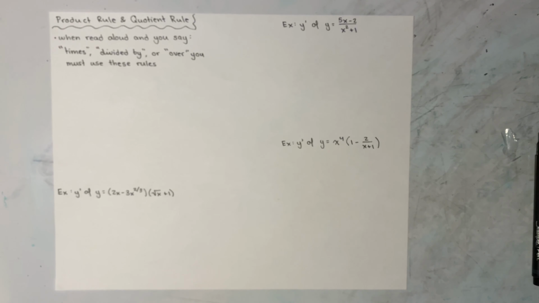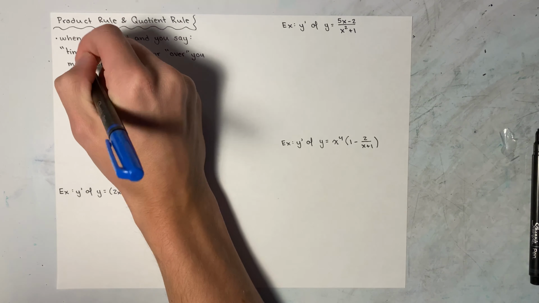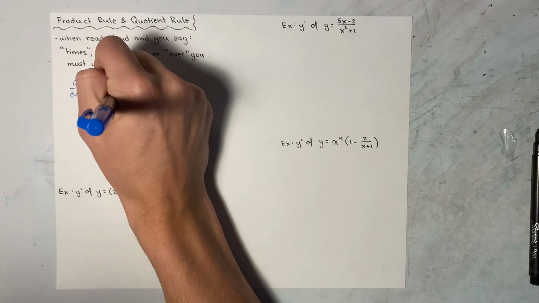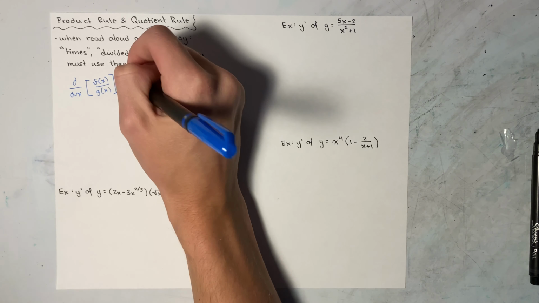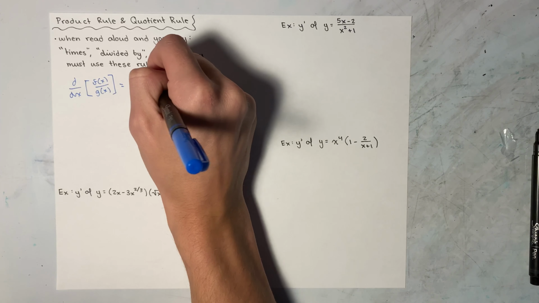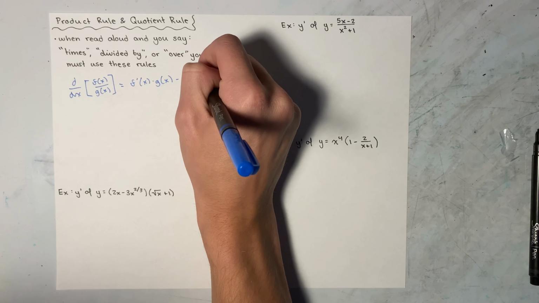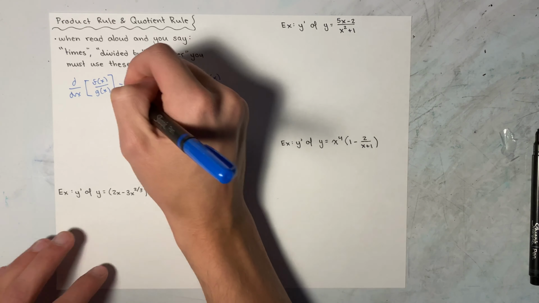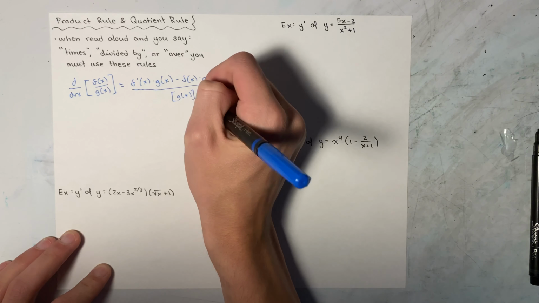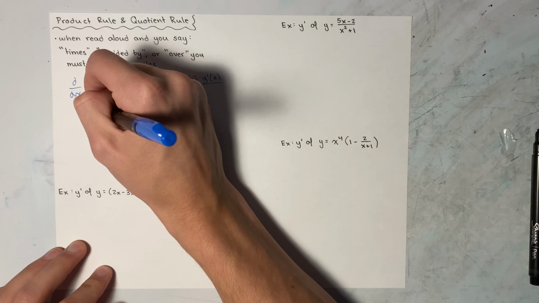So the quotient rule is written as the derivative with respect to x of some function f of x divided by some function g of x is equal to f prime of x times g of x minus f of x times g prime of x, all divided by g of x squared. And that's the quotient rule.